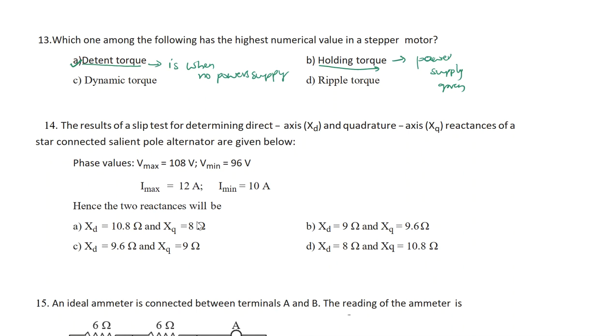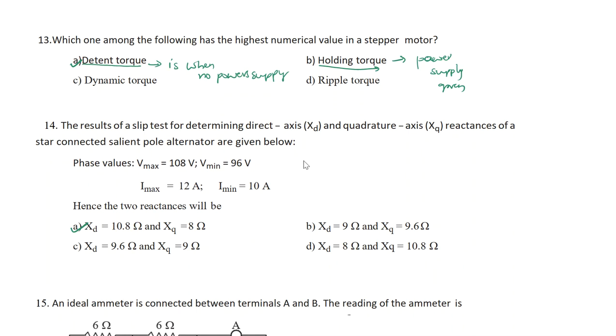Next one. The result of a slip test for the direct axis and the quadrature axis reactance of a star connected salient pole alternator are given below. Phase values Vmax, Vmin, Imax, Imin are given. Hence the two reactances will be? So tell the answer here. The answer is D.